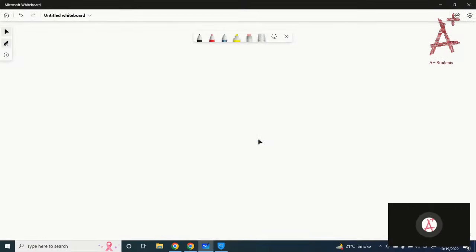Okay, the next one is: last year Sandra grew 4/5 of an inch and her brother grew 1/3 of an inch. How much more did Sandra grow than her brother? So you have to subtract 4/5 minus 1/3. Got it?